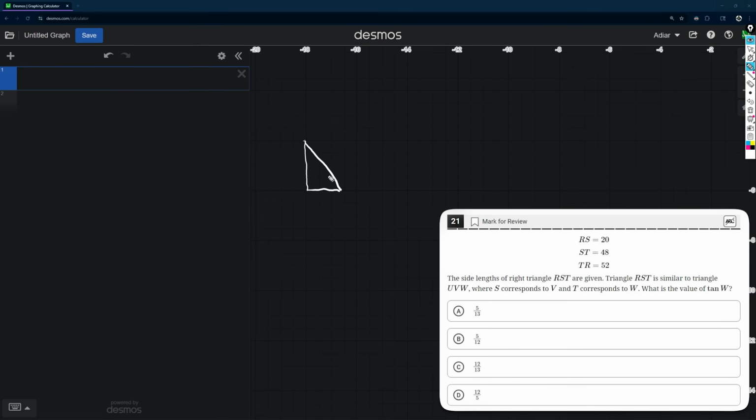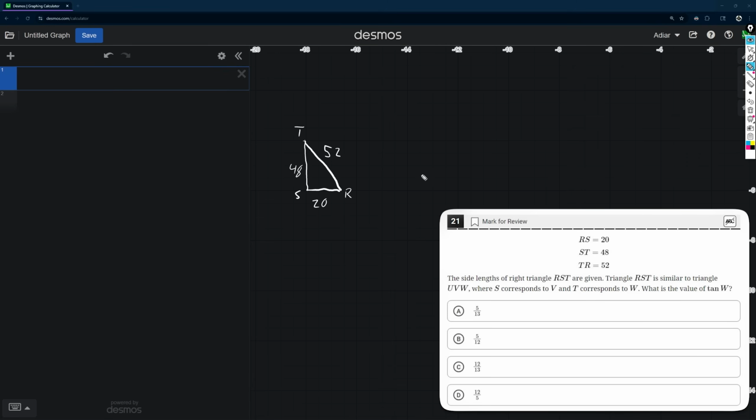And we know the longest length is 52. The shortest length is 20. And the last one is 48. Okay, so looking at the legs, the letter that shares the legs, 48 and 20, is going to be S. So we know that S is the intersection of the legs. And the shortest side, SR or RS, means that R is going to be here and then T is right here. So here is our triangle RST.